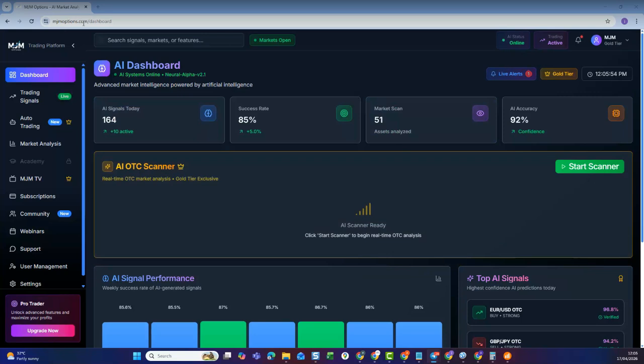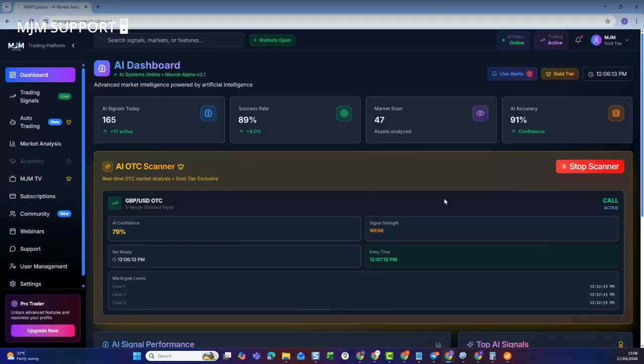If you are connected to the AI, the AI is MGM. The AI is on mgmoptions.com. If you are connected and unlocked, you'll see AI signal today 164. 10 of them are active. Success rate is 85%. Market scan is 51. AI accuracy is 92. The moment you click start scanner, it generates a signal.